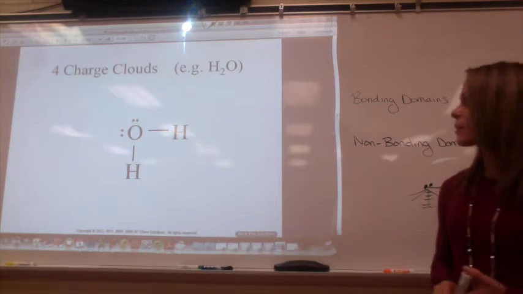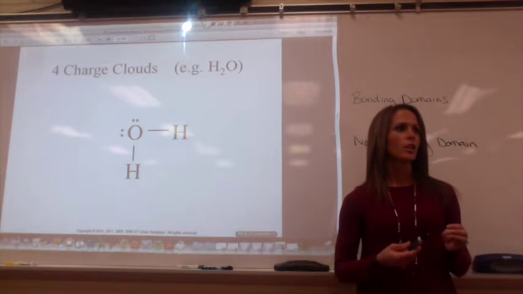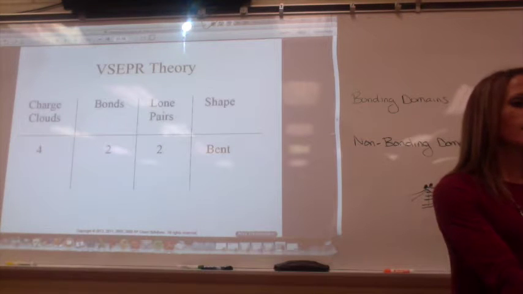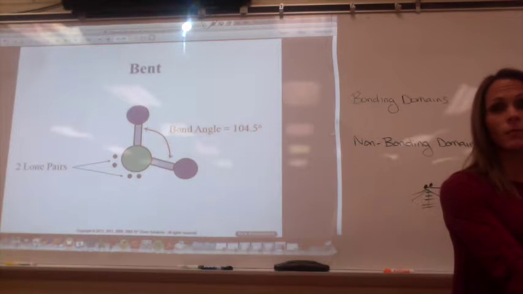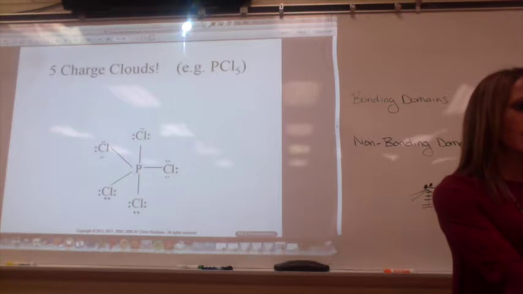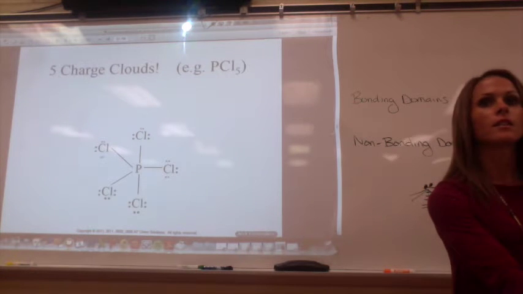All right, so we have how many domains? 2 bonding, 2 non-bonding, bent, and again, the bond angle here is less than 109 because we have the 2 lone pairs.